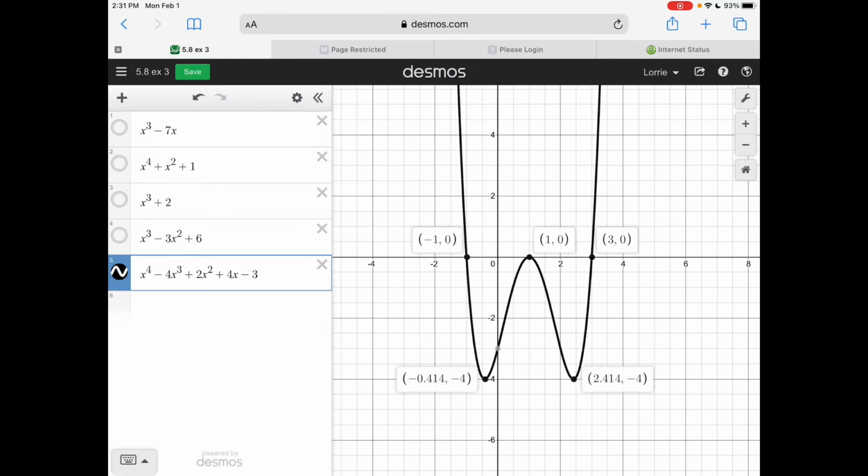Then I see that one of my solutions, that same one at 1, is also a local maximum, and I have local minimums at (-0.4, -4) and a local minimum at (2.4, -4). So I do have 3 turning points here. Let's go ahead and take this information back over to our graph, and we'll identify our increasing and decreasing intervals from there.